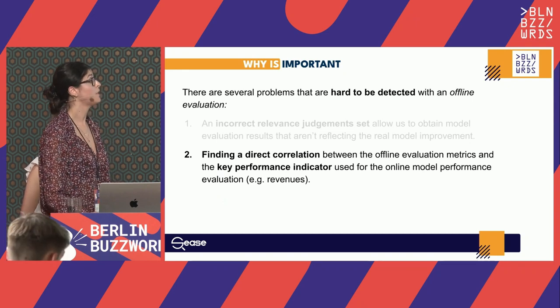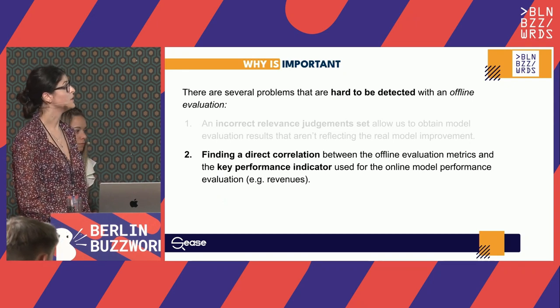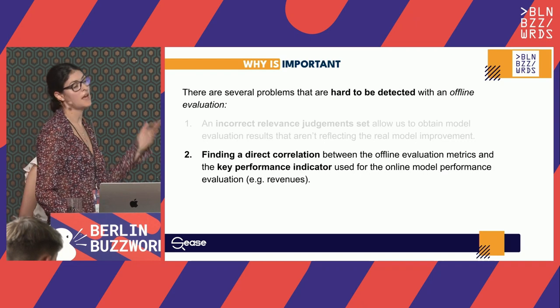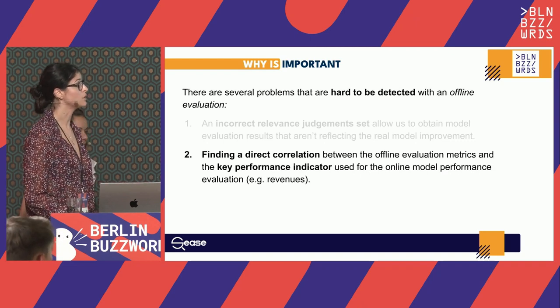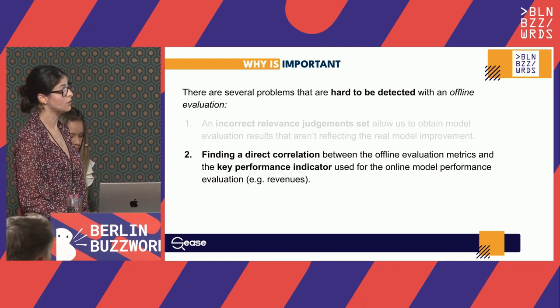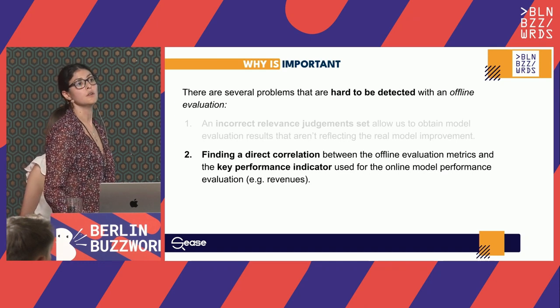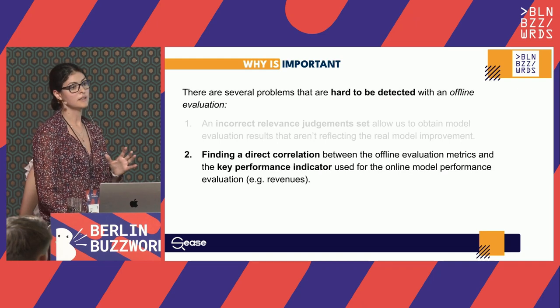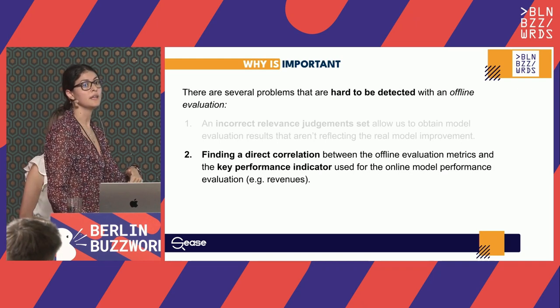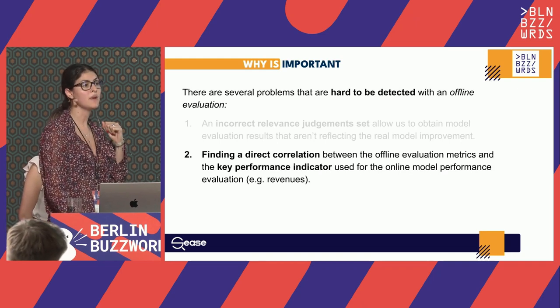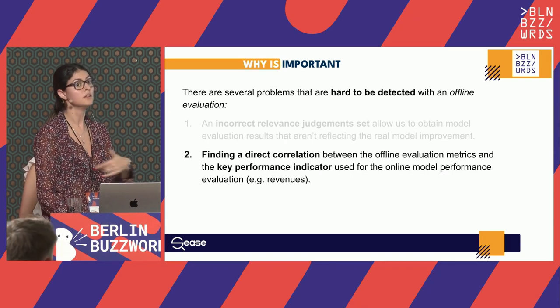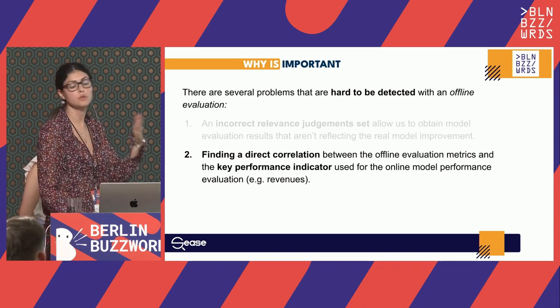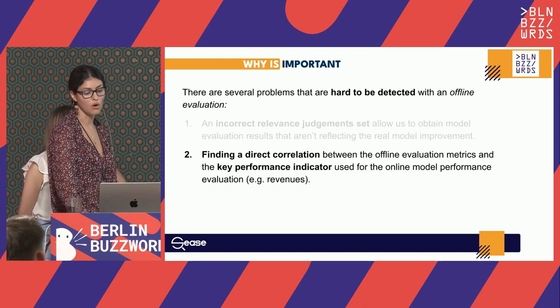Another aspect is finding a direct correlation between the offline evaluation metrics and the parameters that you use for the offline model and the online model performance. For example, it could be not easy to understand how an improvement in offline metrics would reflect online with real users, so in terms of views, clicks, sales, and so on.